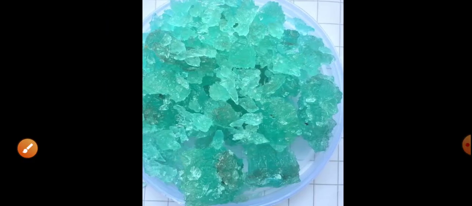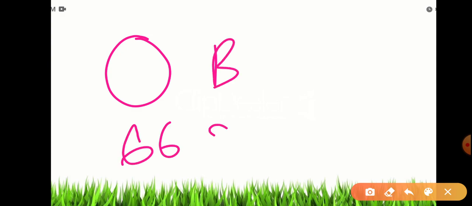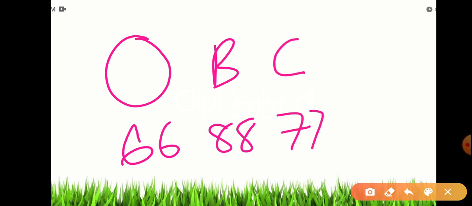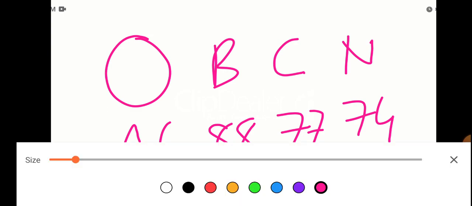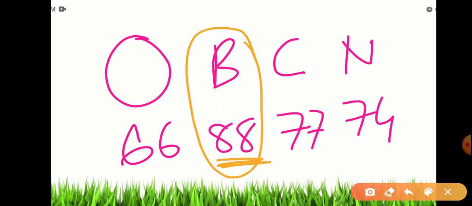The atomic radius of oxygen is 66, the atomic radius of boron is 88, the atomic radius of carbon is 77, and the atomic radius of nitrogen is 74. If I ask which of these four is the biggest one, the answer is boron. Why? Its atomic radius is 88.